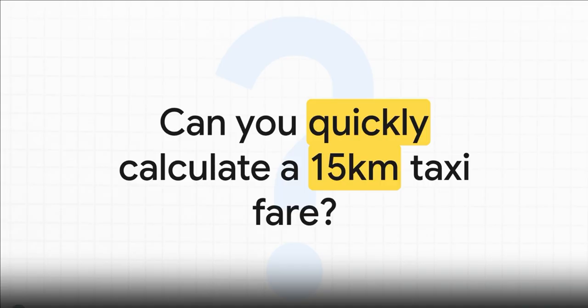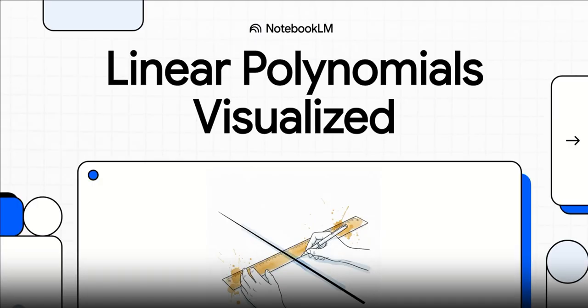Well, what if I told you that by understanding just one fundamental math concept, you could predict not only that taxi fare, but the outcomes of literally countless everyday situations with absolute precision? Welcome to today's Explainer. We're diving straight into Chapter 2 of our core material to do something really cool, taking the somewhat abstract language of algebra and translating it into tangible, visual patterns that you can actually see and use. We are officially demystifying linear polynomials.